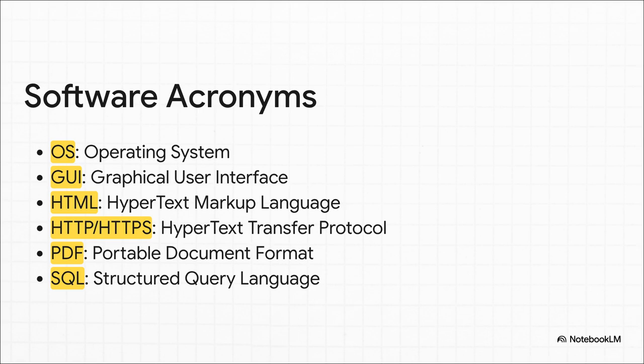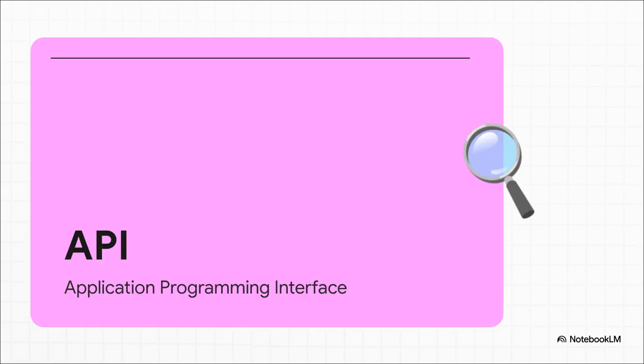When you browse the web, HTML, Hypertext Markup Language, is what's used to actually build the structure of those web pages, while HTTP and HTTPS, which is the secure version, are the protocols used to safely transfer those pages from the server right to your screen. We also all use PDFs, portable document formats, for sharing fixed documents, and businesses use SQL, Structured Query Language, to manage their massive databases.